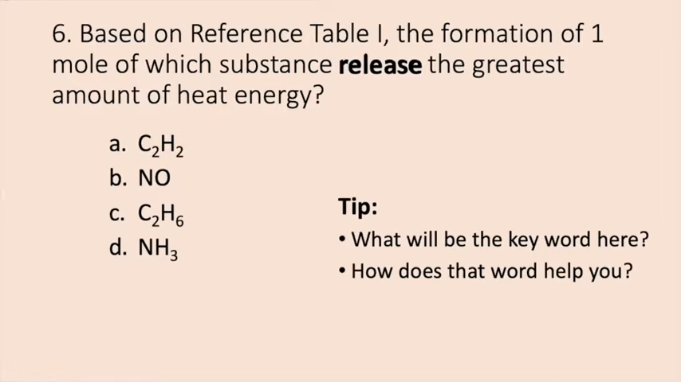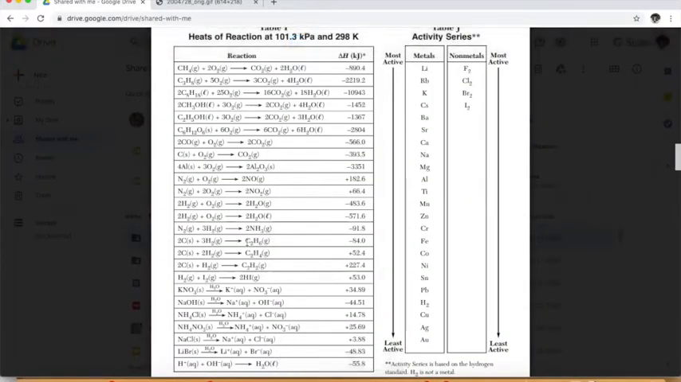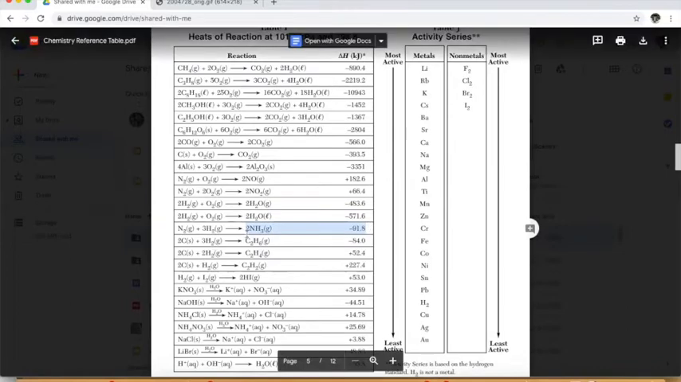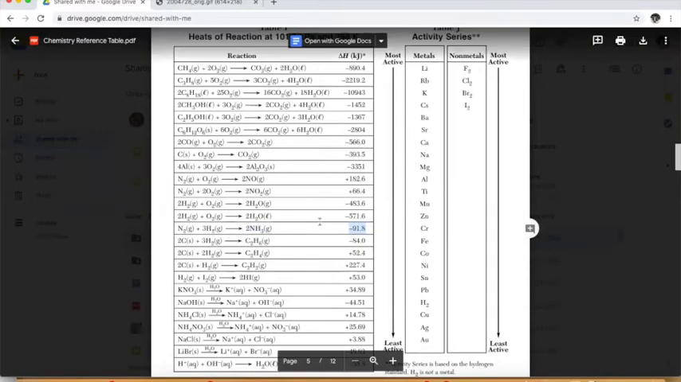Now the correct answer is going to be C2H6. And the reason for that is because when we go over to Table I, we're going to see that 1 mole of C2H6 creates negative 84 kilojoules. Now, for anyone that answered that it was going to be NH3, you need to pay attention to the coefficient in front of there telling us that we have 2 moles of NH3 being created to form negative 91.8 kilojoules. So in this case, you need to divide that number by 2.